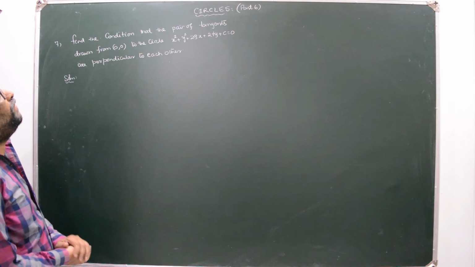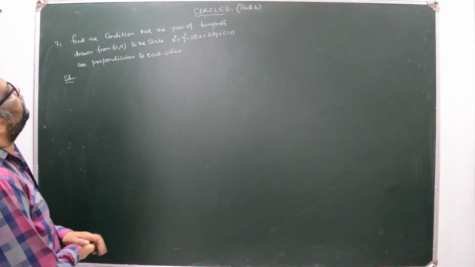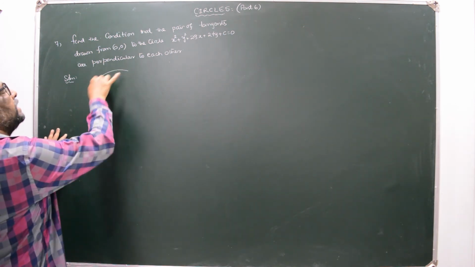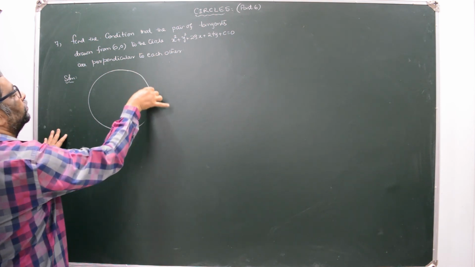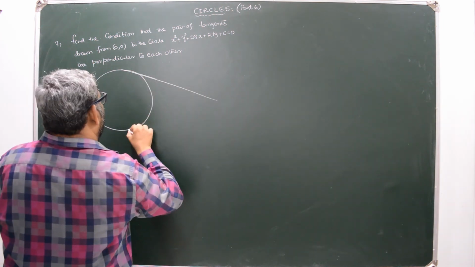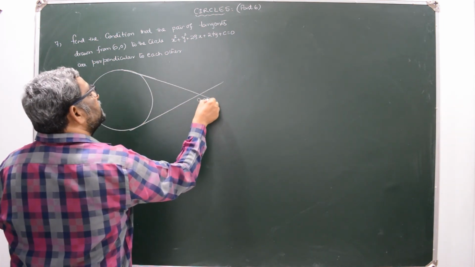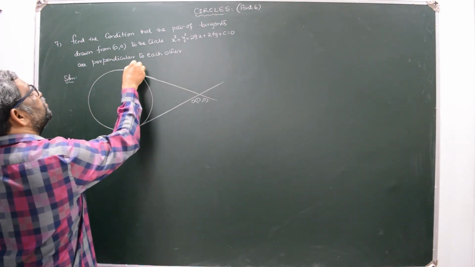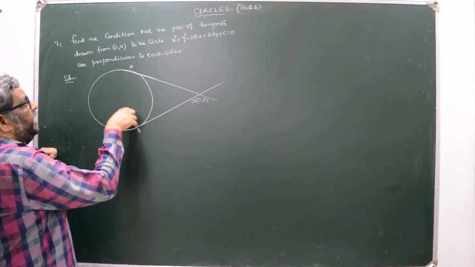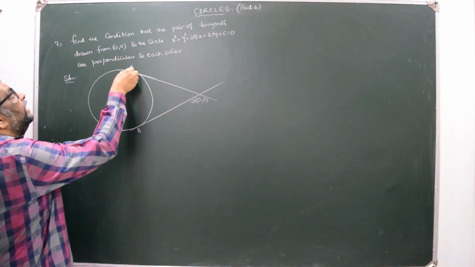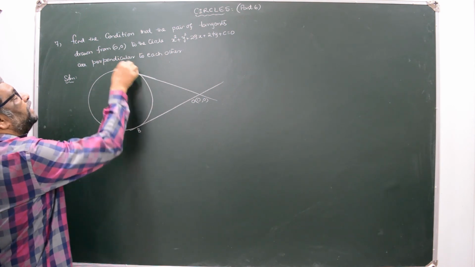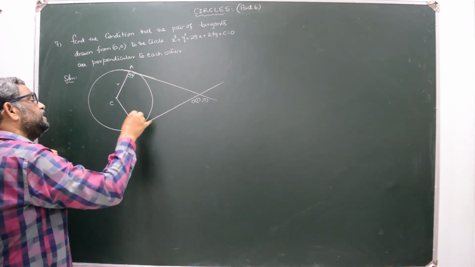The next question is, find the condition that the pair of tangents drawn from origin to the circle are perpendicular to each other. I will consider a circle. I will take a point origin external to the circle. The tangents drawn from origin to the circle meet at A and B. Let C be the center. I will join this, this will be R. Of course, this is 90 because it is a tangent. You can join it. This is also 90.